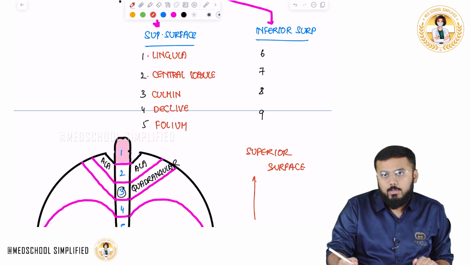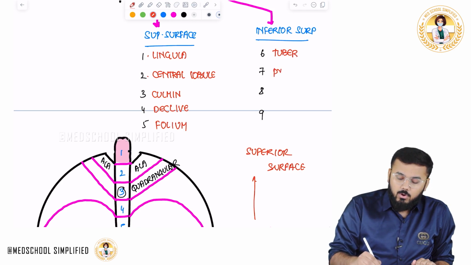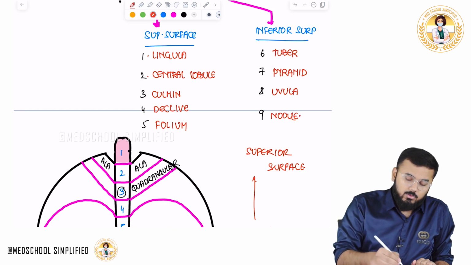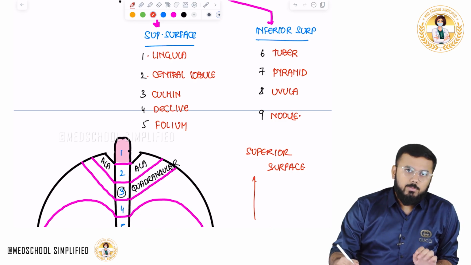It is called folium. Sixth important is called the tuber. Seventh one is called the pyramid. Eighth one is called the uvula. And ninth one is called the nodule. Okay. So each lobule has been given a specific name.